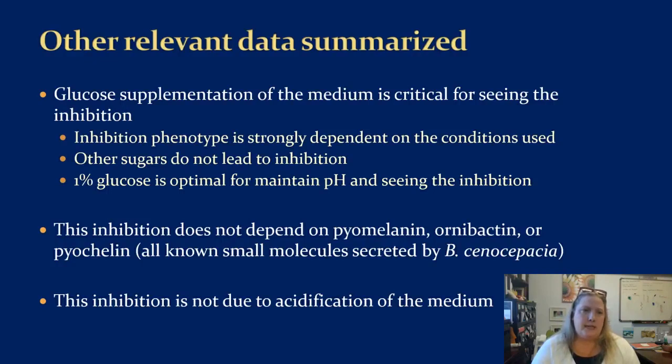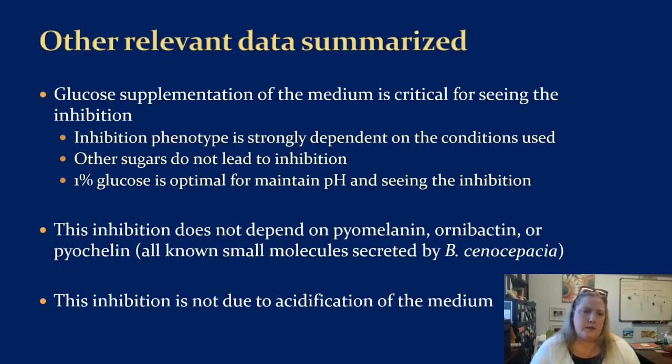We found out that glucose supplementation of the medium is really important for seeing the inhibition. There's a sweet spot of the right amount of glucose where you can see the inhibition, but not enough to acidify the medium. Because once you add too much sugar under these conditions, fermentation occurs and you get acid buildup. We know that other sugars are not sufficient: galactose, sucrose, fructose, or was it lactose? I think we tested lactose. Those do not lead to the inhibition.